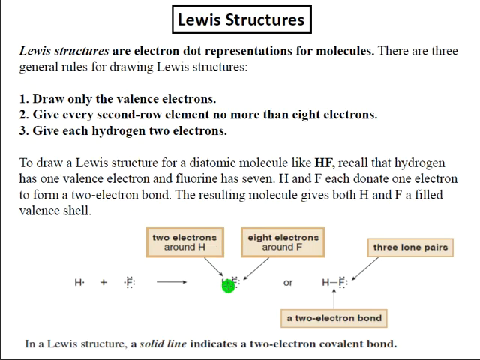Okay, and every 2 electrons between 2 atoms can be converted to a short line, meaning a bond, containing 2 electrons at all times. Okay, there is no bond from 3 electrons or 4, just for every 1 bond 2 electrons. In a Lewis structure, a solid line indicates a 2 electron covalent bond.